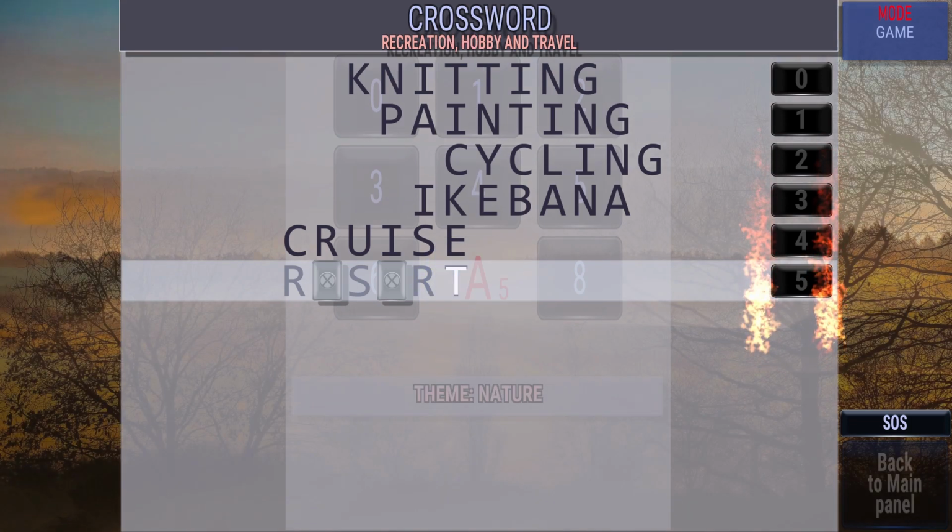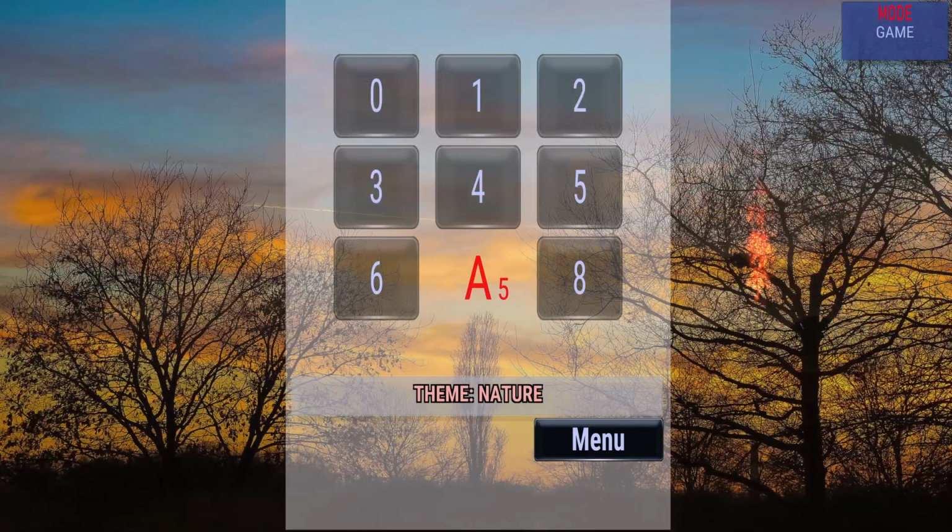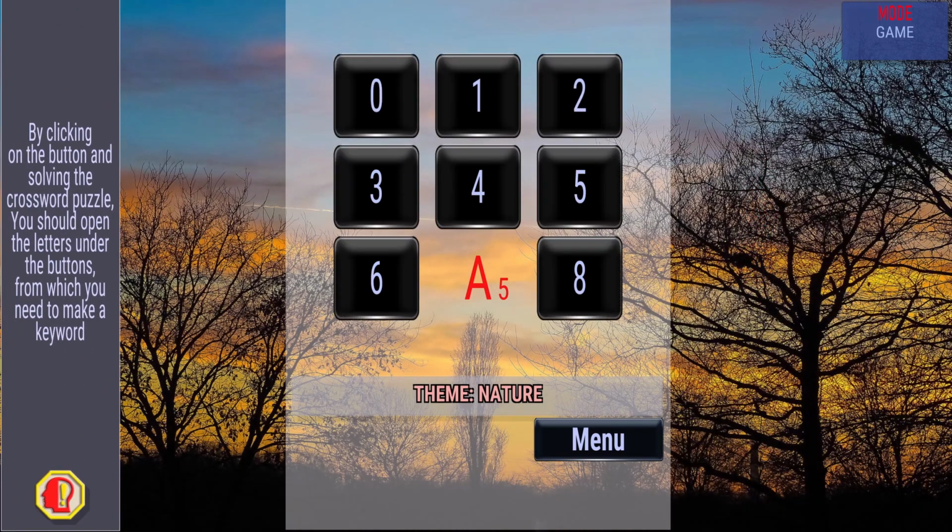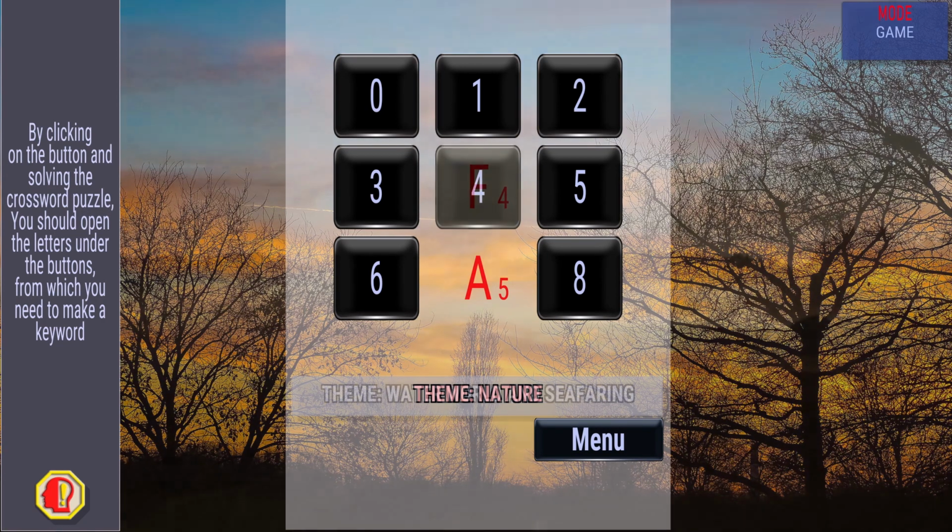After opening the vertical word, the game goes back to the main panel, and in case of solving an intermediate crossword, instead of a large button, a letter with its serial number is opened, which is included in the hidden keyword of the main panel.